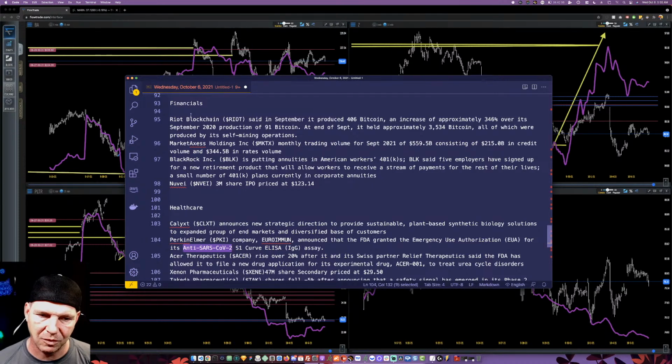Okay, financials. I don't know why they're calling BlackRock and Riot financials, but maybe I should look at how they're determining financials. But Riot, news on Riot said in September to produce 406 Bitcoin, right? An increase of approximately 346% over its September 2020 production of 91. And at the end of September, it held approximately 3,534 Bitcoin. They can just give that to me at any time that they'd like, right? BlackRock is putting annuities in American workers' 401k.